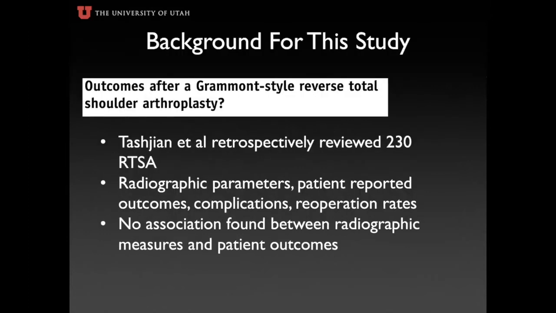So the background for this study, which essentially combined 2 previous studies, the first study being Dr. Tajin's, which retrospectively reviewed 230 of his reverses, again, using that Grammont-style of a component. And they looked at radiographic parameters, patient-specific parameters, patient-reported outcomes, complications, and reoperation rates, and somewhat surprisingly found no association between the radiographic measures and patient outcomes.